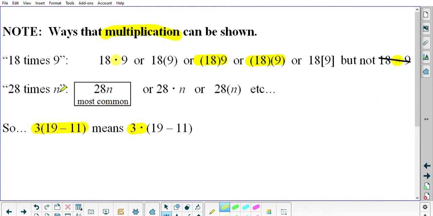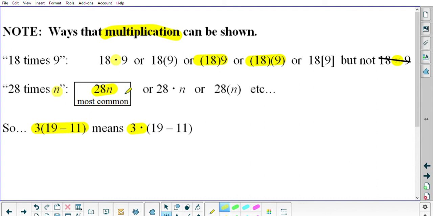Now, speaking of variables, you heard me say how x is a very common variable. N could be a variable. So if I want to show 28 times unknown number n, the most common way is to put the number right next to the variable with nothing in between. And guys, you're going to see that so often this school year.